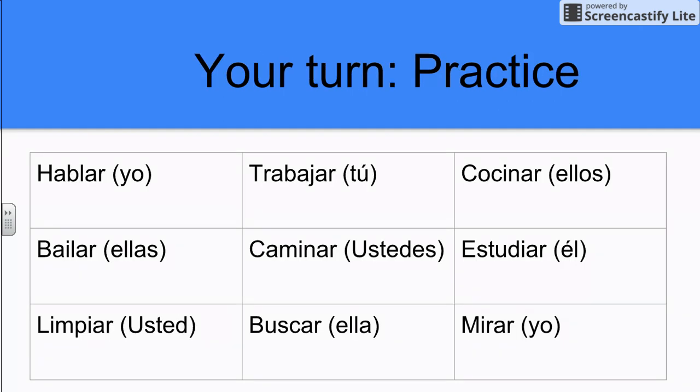So it's your turn to practice. You should pause the video at this time and see if you can do these conjugations for the verb and the pronoun given in parentheses. For example, if I'm looking at hablar, I want to conjugate it for the yo form, so it should be yo hablo. When you finish, continue on with the video.